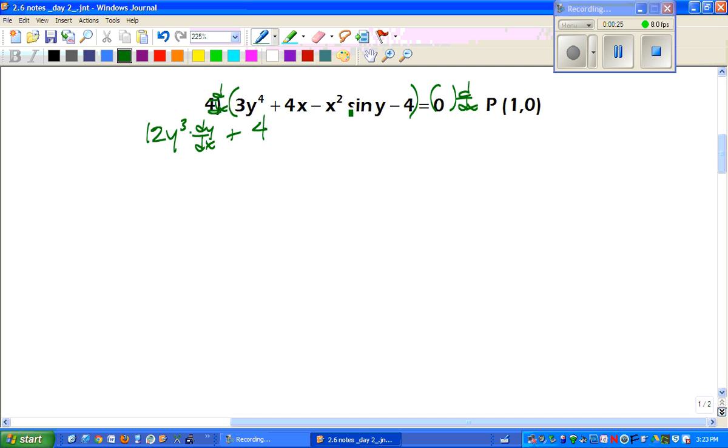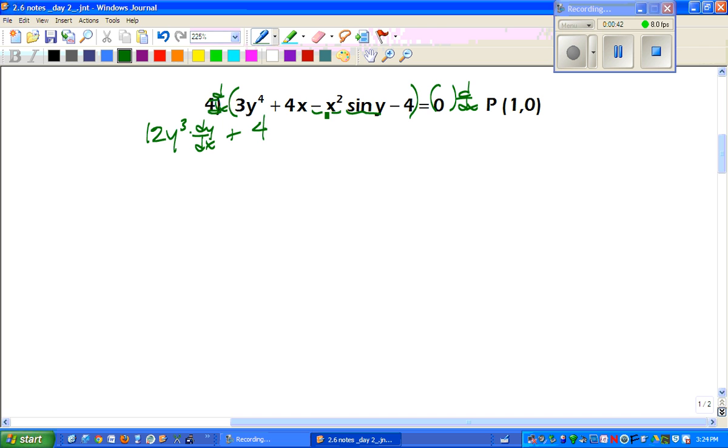Here we have x squared times sine of y. So we have a product, we need to use product rule. Now, a couple ways you can do this. I'm going to go ahead and just kind of attach that minus with the x squared, and sine of y is just sine of y.